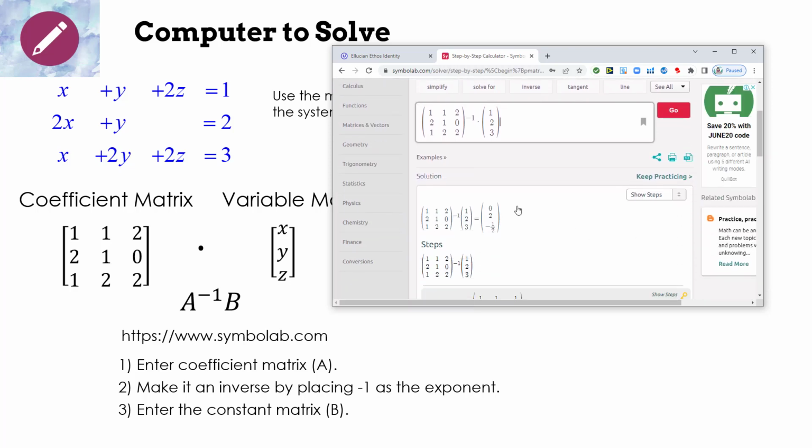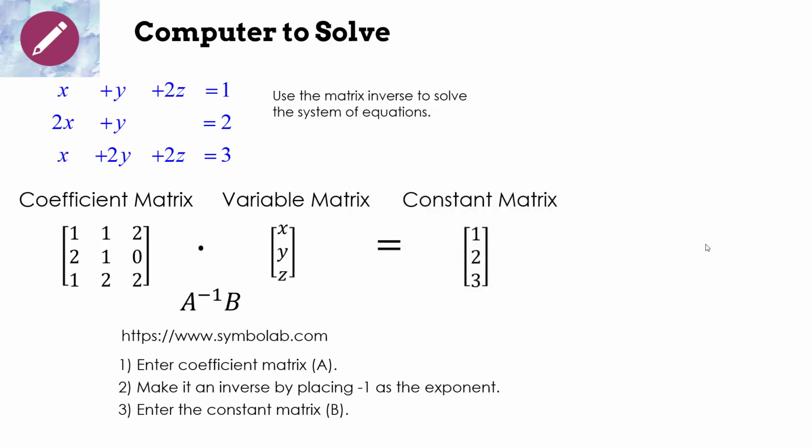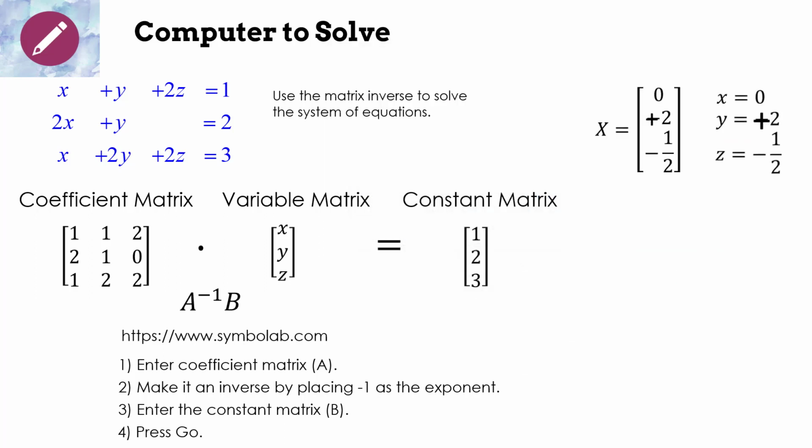And look at that. Our x is 0, our y is 2, and our z is -1/2. Yes, we can have fractions as solutions. And so x equals 0, 2, -1/2. That means x is 0, y is 2, and z is -1/2.